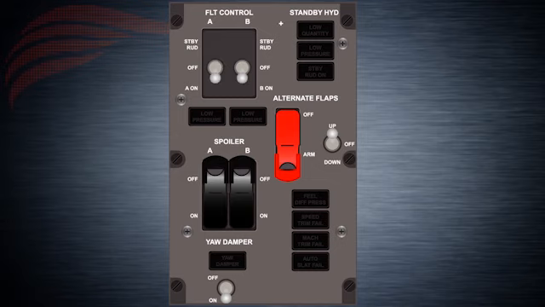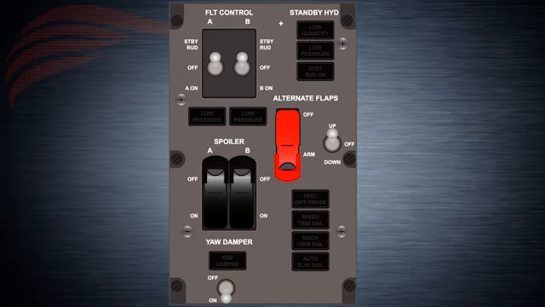On position is the normal operating position. Hydraulic system pressure is on to the elevators, elevator feel computer, ailerons, and rudder. Off position. Hydraulic system pressure is removed from the elevators, elevator feel computer, ailerons, and rudder.